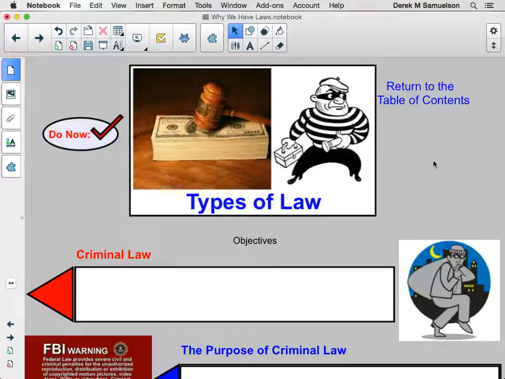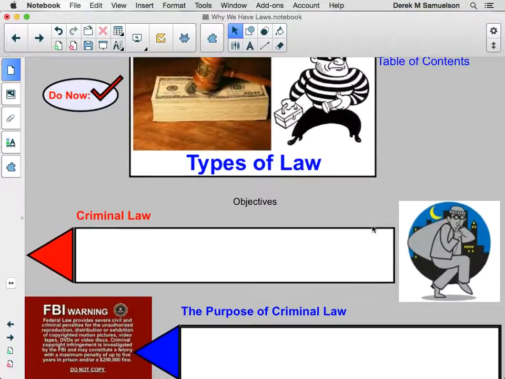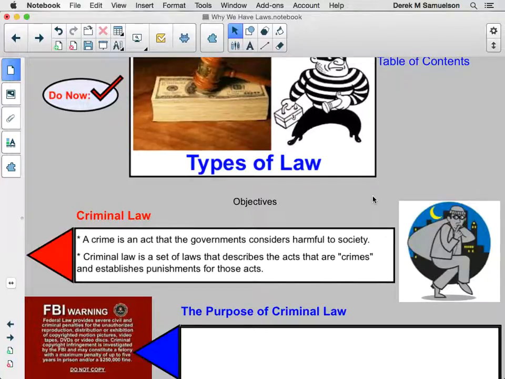This time we're going to be focusing on the types of law, that is, criminal law and civil law. Let's look first at criminal law. A crime is an act that the government considers harmful to society. Criminal law is a set of laws that describes the acts that are crimes and establishes punishments for those acts.